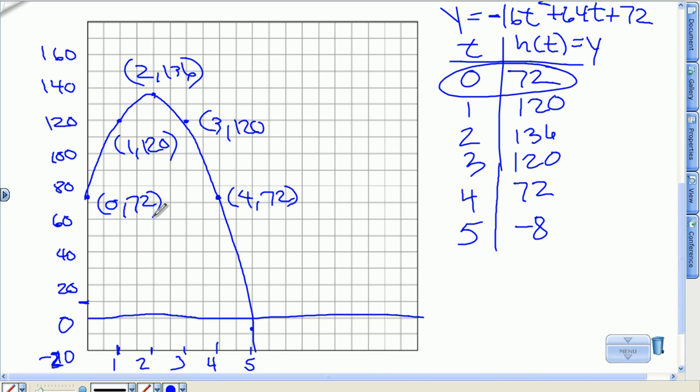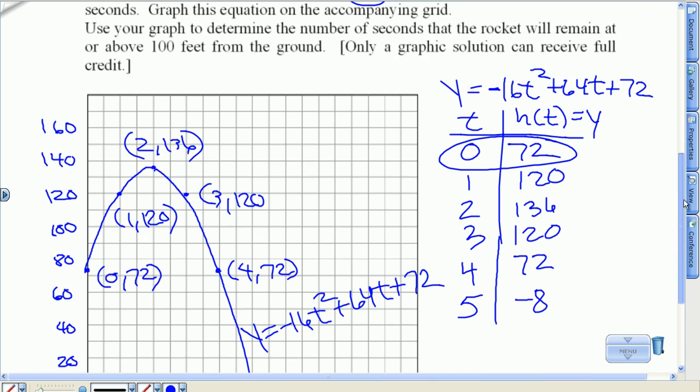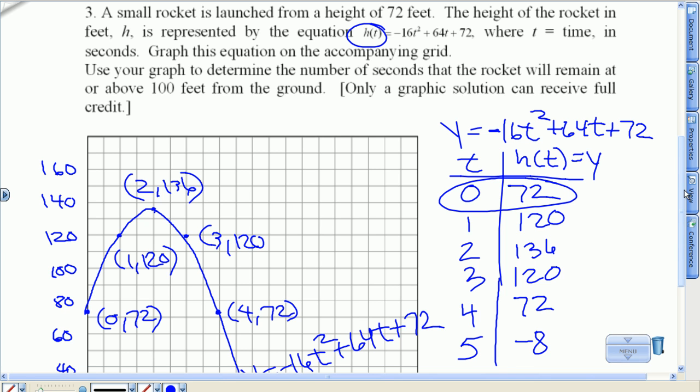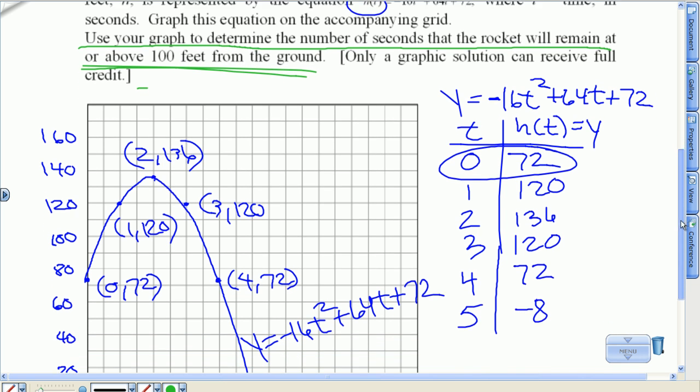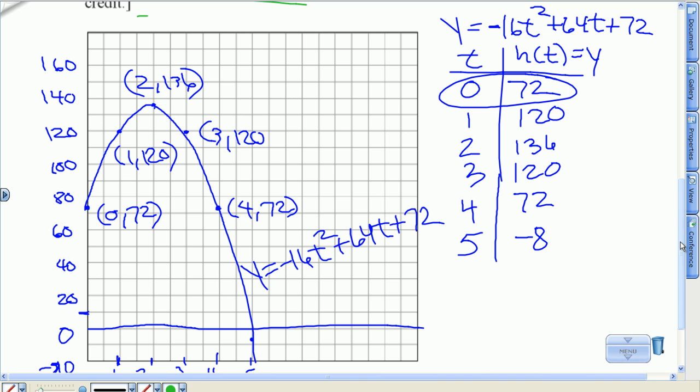Now, what's the question here that we have to answer? So we have the thing graphed, and we can put the equation on here. Y equals negative 16t squared plus 64t plus 72. And finally, it says use your graph to determine the number of seconds that the rocket will remain at or above 100 feet above the ground. Okay, so we're going to graph the line representing 100 feet above the ground. So if you take a look right here, this is 100 feet above the ground.